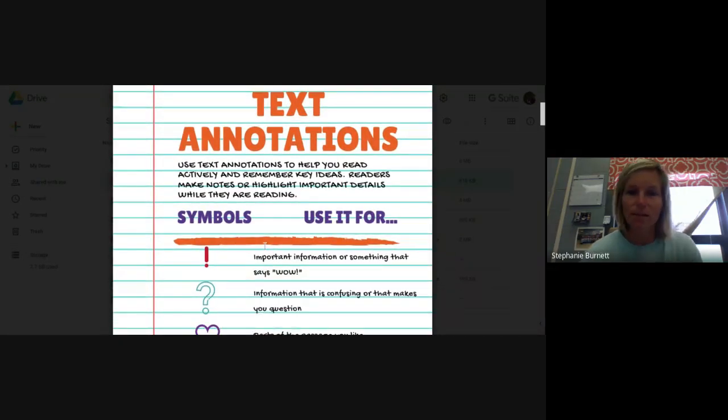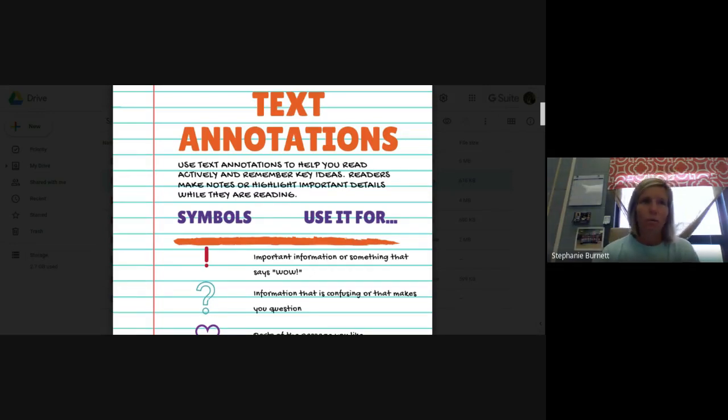If you will go to page 6, it says text annotations. It says use text annotations to help you read actively and remember key ideas. Readers make note or highlight important details while they are reading. Yes, they do. I do that, okay? I usually read things twice. We don't always have time to read things twice. But if you do, please do that, okay?